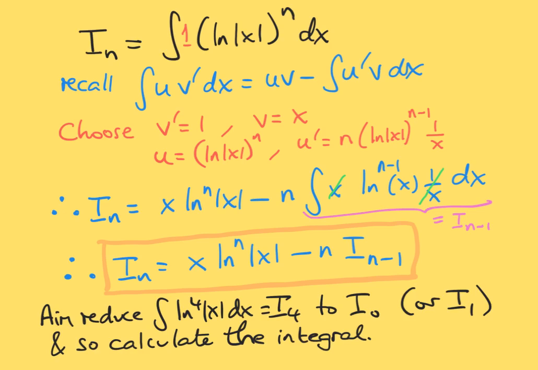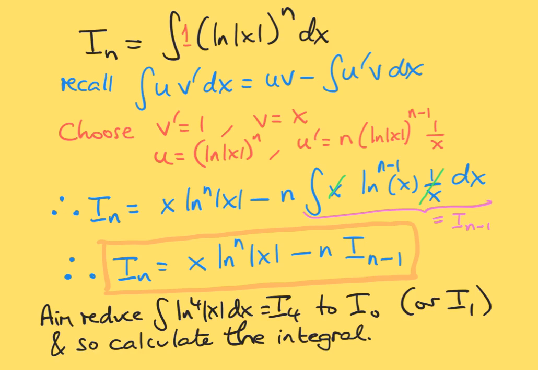I1 is the integral of log. If you know that off by heart, you could just write it down. Otherwise, you use it again to get to I0. And I0 is the integral of log of x to the naught, so it's the integral of 1. And the integral of 1 is definitely easy. So that's what we're going to do.